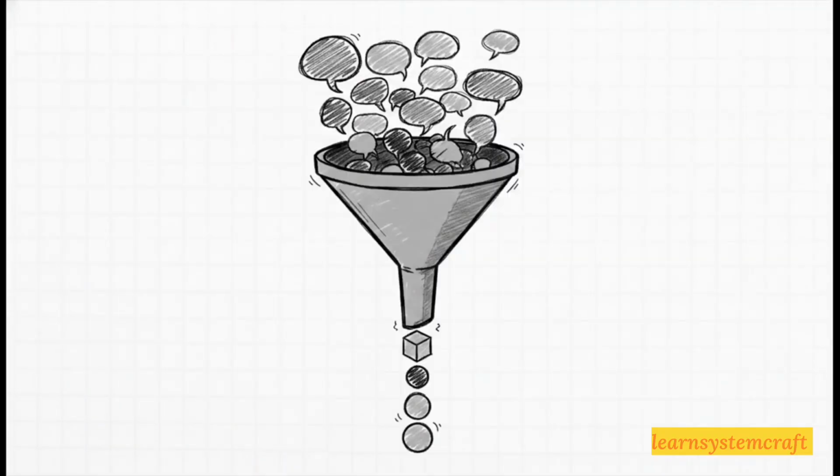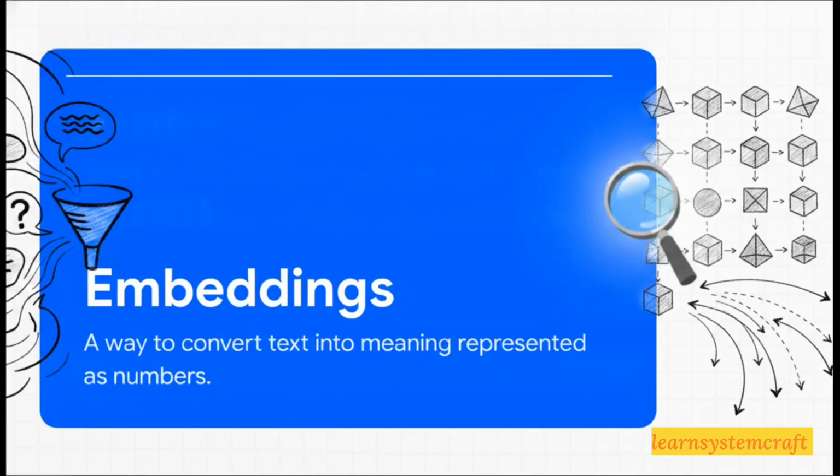Because of that, we arrive at this foundational rule. AI must convert words into numbers to process them. I'm going to say that one more time so it really sinks in. AI must convert words into numbers, and that is exactly where today's core concept comes in. We call this process creating embeddings. Embeddings are a way to convert text into meaning, represented as numbers. It's basically the translation layer between our messy, emotional human language and the strict mathematical world of a computer.